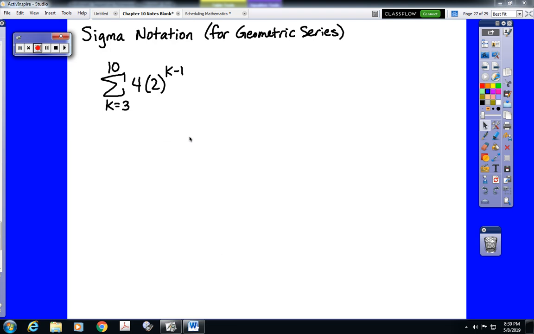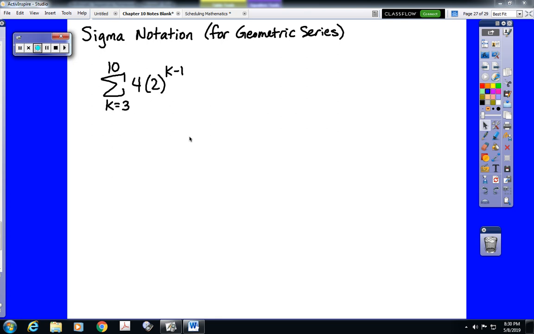Okay, this should be the final video over geometric sequence and series. It's going to cover how sigma notation is carried out for a geometric series. So if we look at our sigma notation here, you'll notice that it is written in the form a sub 1 times r to the n minus 1, meaning that that is a geometric sequence.